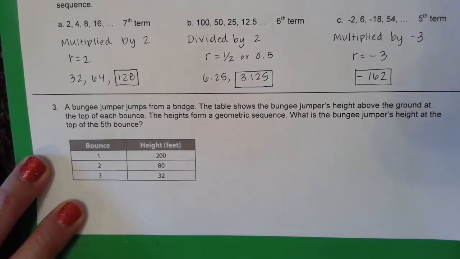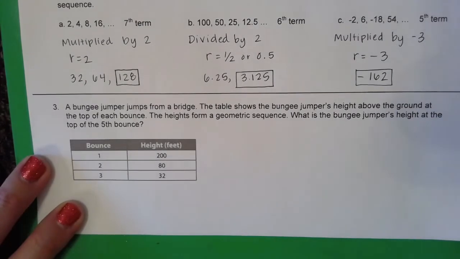Question number 3 gives us a word problem that we can use a geometric sequence to help us figure out the answer to. It says a bungee jumper jumps from a bridge. The table shows the bungee jumper's height above the ground at the top of each bounce. The heights form a geometric sequence, and it wants us to figure out what the bungee jumper's height is at the top of the 5th bounce.